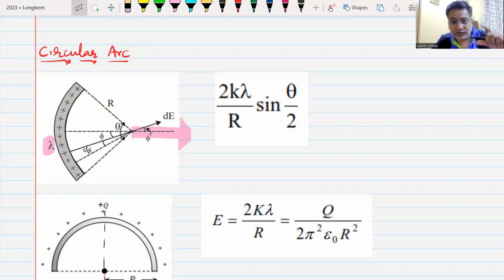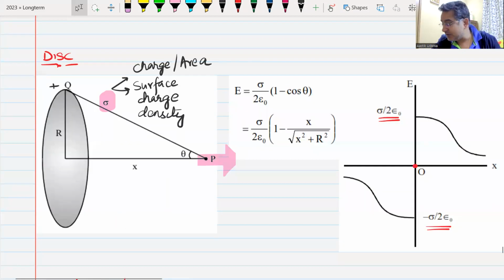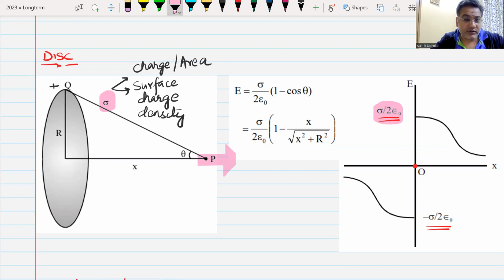If we have a part of a circle, a circular arc, this is the electric field due to the circular arc at the center of the circle. If it is a semicircle, the angle theta becomes 180 degrees, and therefore you have the other answer. We had also seen the electric field due to a disk. This is the electric field due to a disk at the point which is very close to the disk. The value is sigma by 2 epsilon naught, and remember this sigma by 2 epsilon naught is a very important result because this is the electric field due to an infinite sheet.